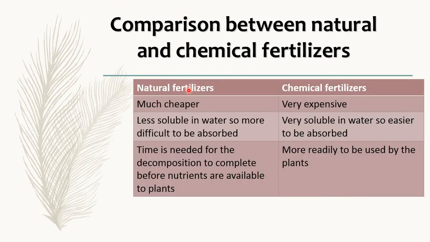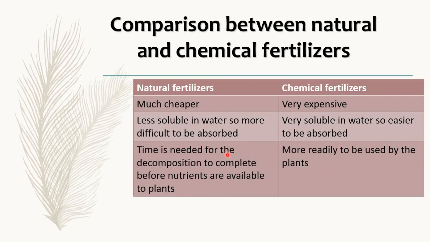Again, the comparison between these two. Natural fertilizer is much cheaper compared to chemical fertilizer, which is very expensive. Natural fertilizer is less soluble in water, so more difficult to be absorbed. Chemical fertilizer is very soluble in water, so easier to be absorbed. And the last one, time is needed for the decomposition to complete before nutrients are available to plants, whereas chemical fertilizer is more readily used by the plants.